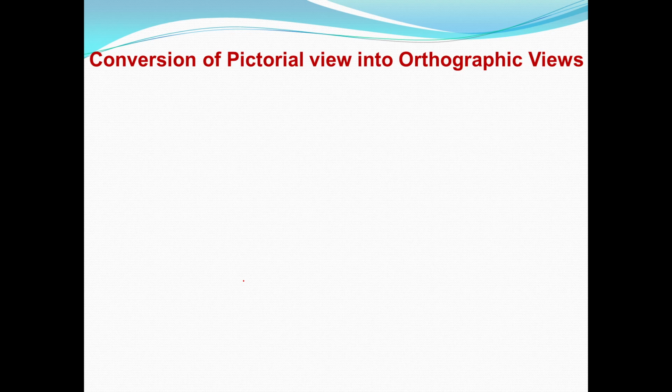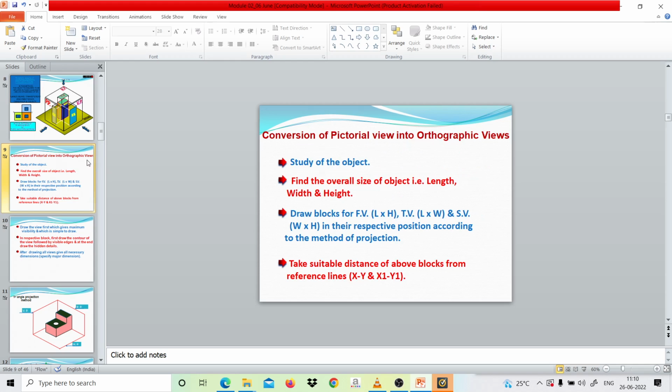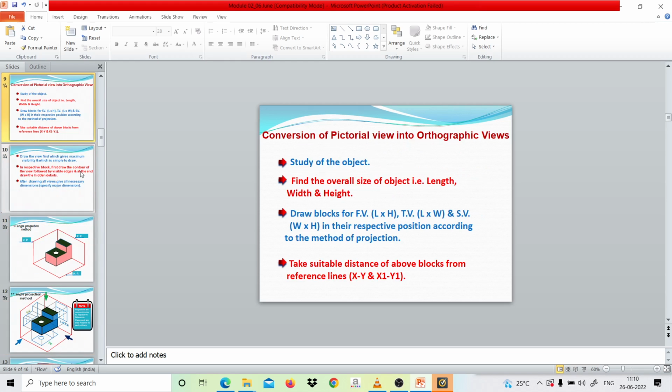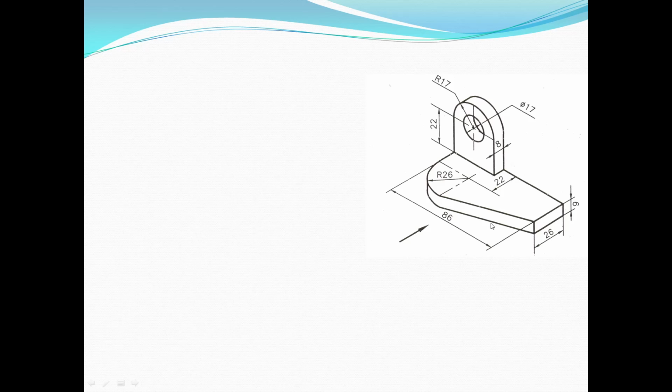So how to convert that pictorial view, the three-dimensional view, into an orthographic view, we will see in this. Okay, one minute. We will see how to convert the pictorial view. So this is the pictorial view, that is the three-dimensional view, or you can say isometric view.